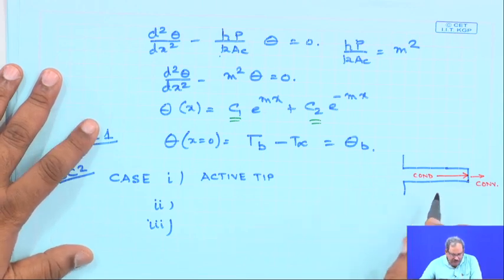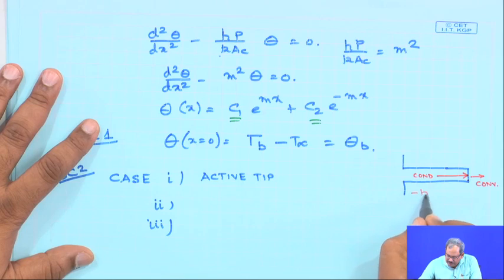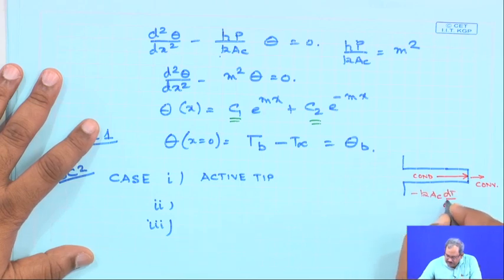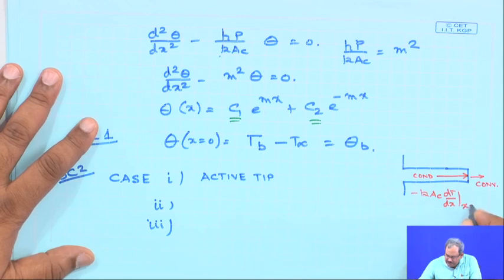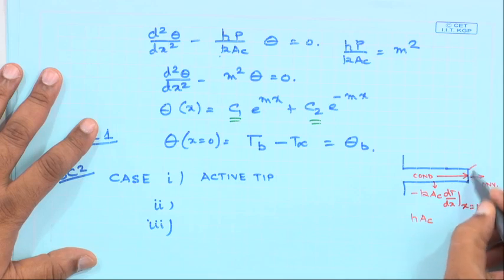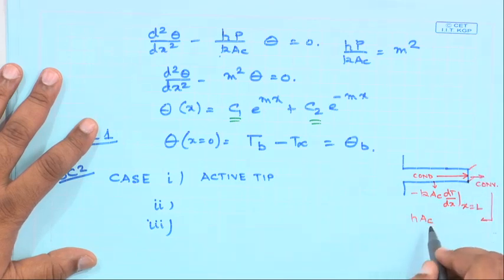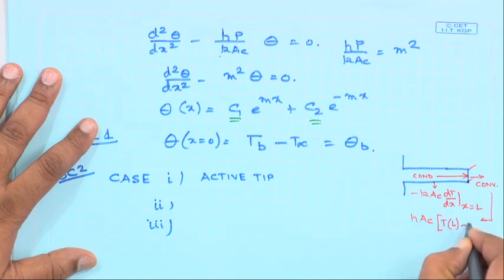So, what is the conductive heat which comes in? That must be equal to minus k Ac dT/dx at x equals L. So, this is the conductive heat. What is the convective heat? This must be h times the area available to the tip, which is Ac. So, h Ac times the temperature at x equals L minus T infinity.